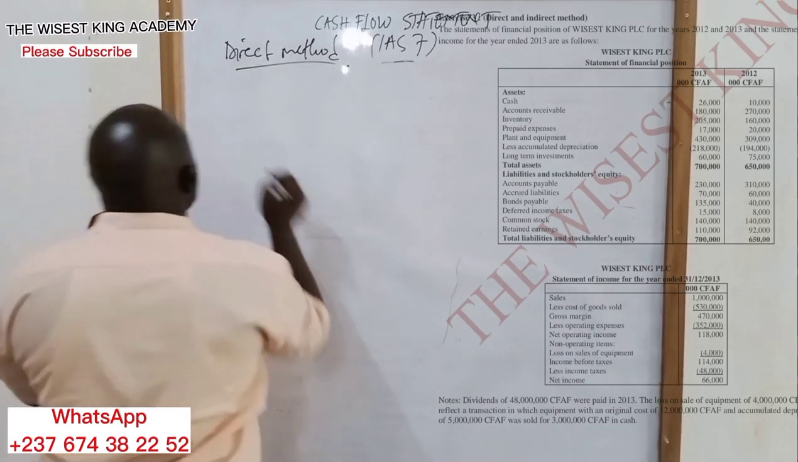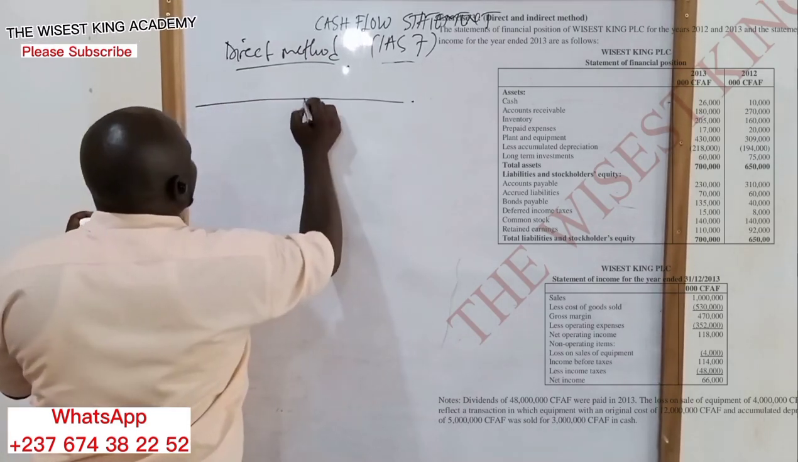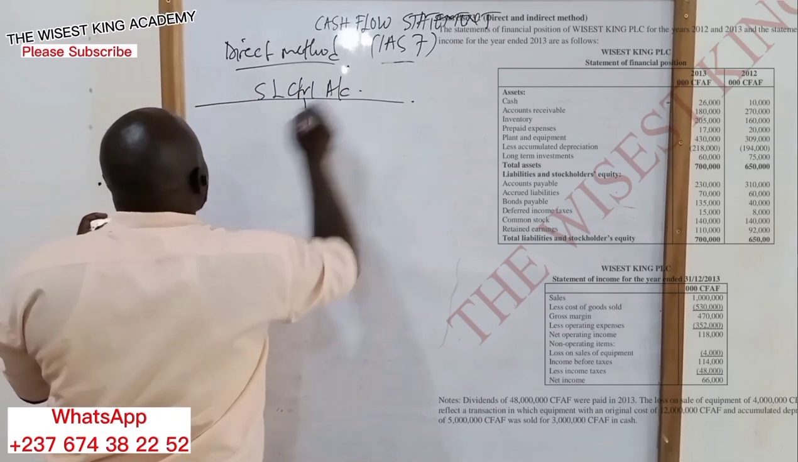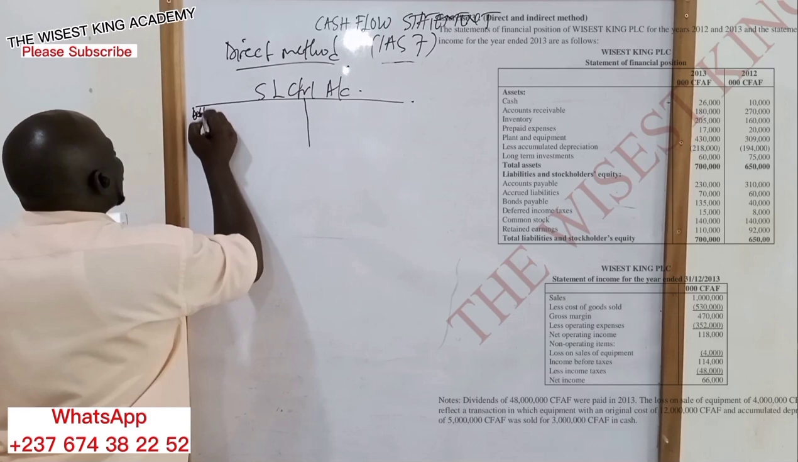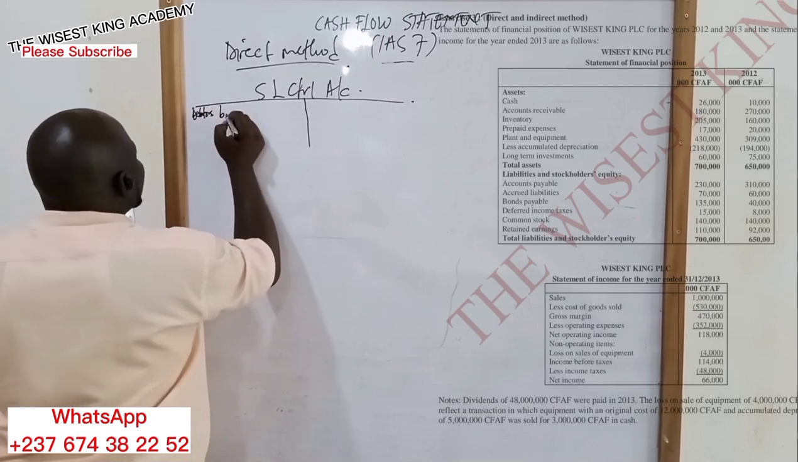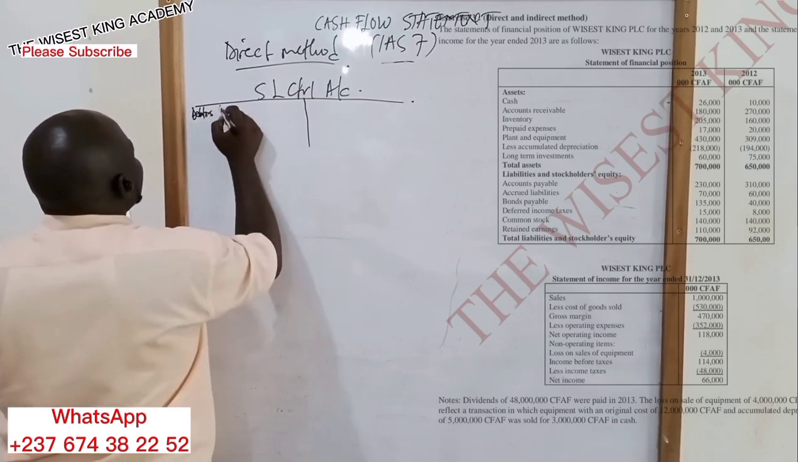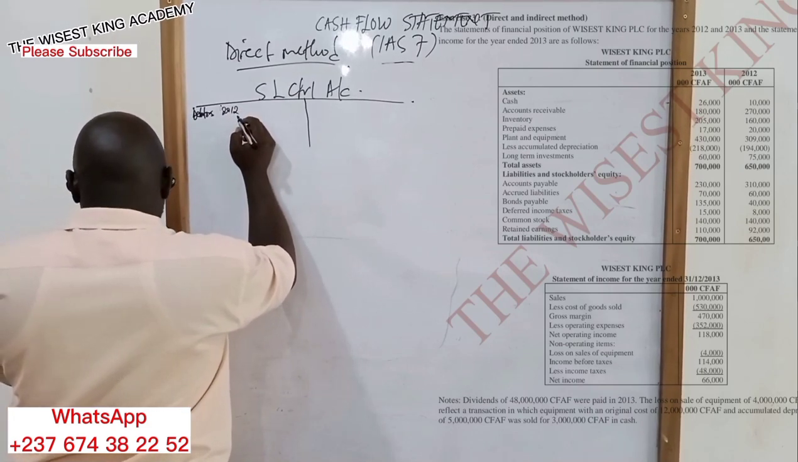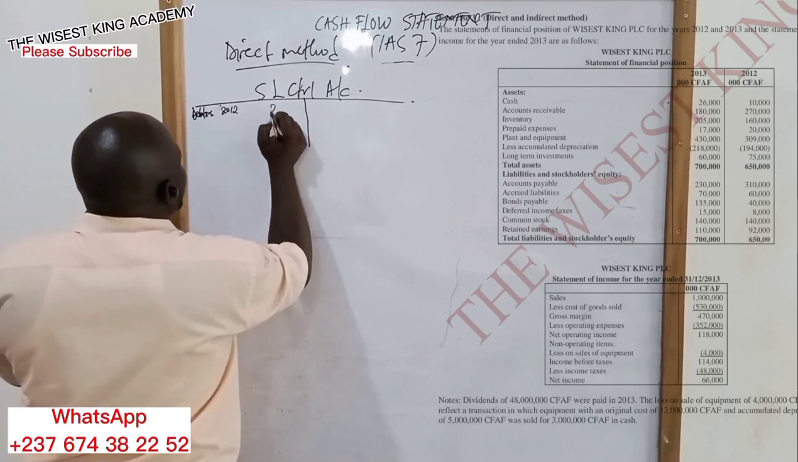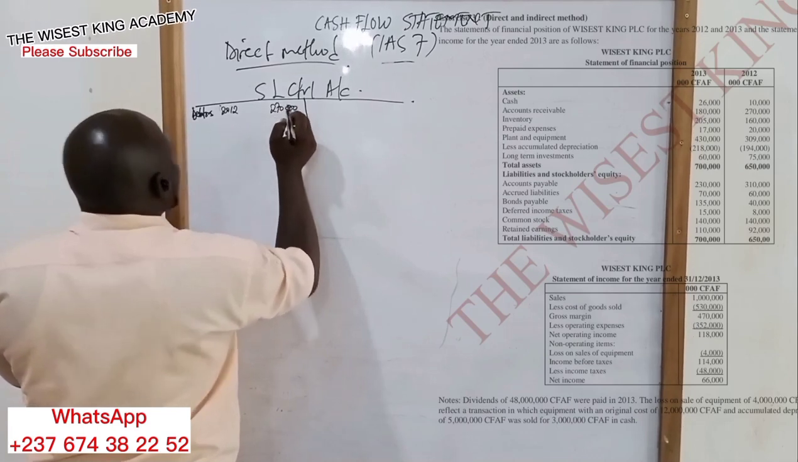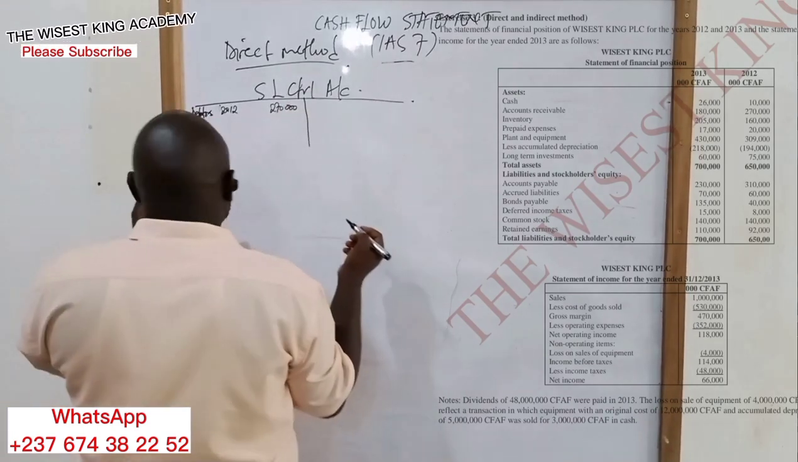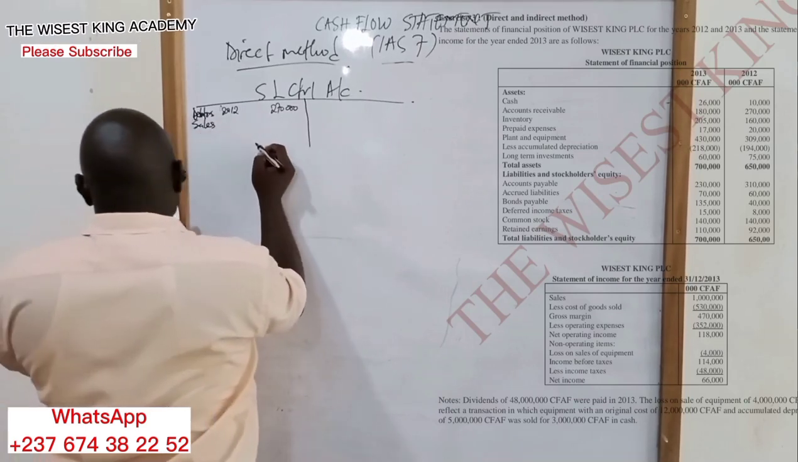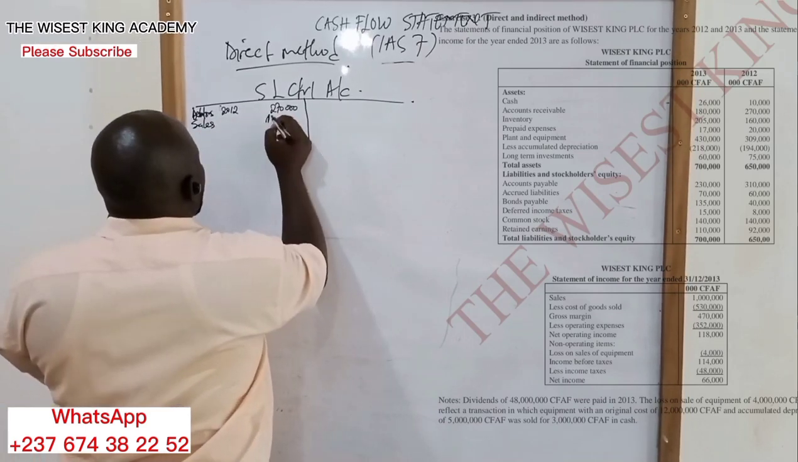Now, with the direct method, let me first of all prepare my sales ledger control account, or total debtors account. I have debtors brought forward, which is accounts receivable. Let me use dates. My accounts receivable for 2012 is 270,000. The figures are in thousands. Now, I have sales. In my income statement, the value of sales is 1 million here.